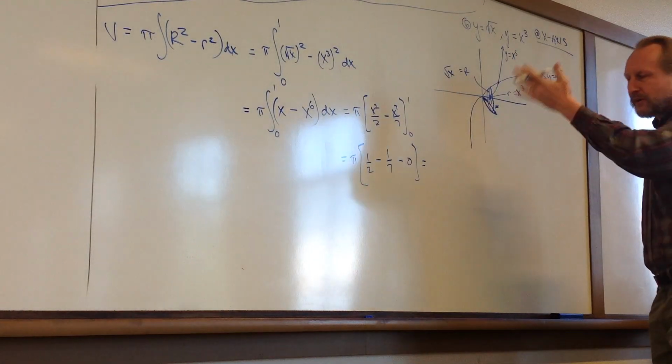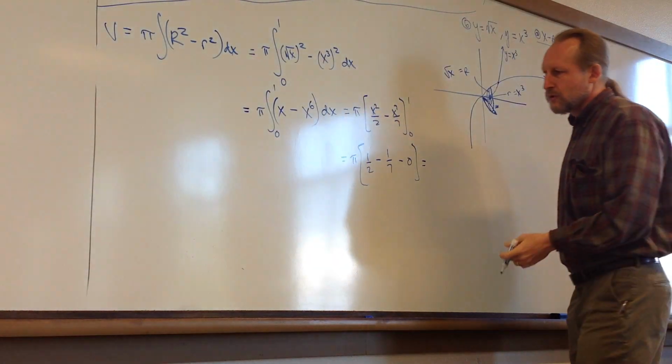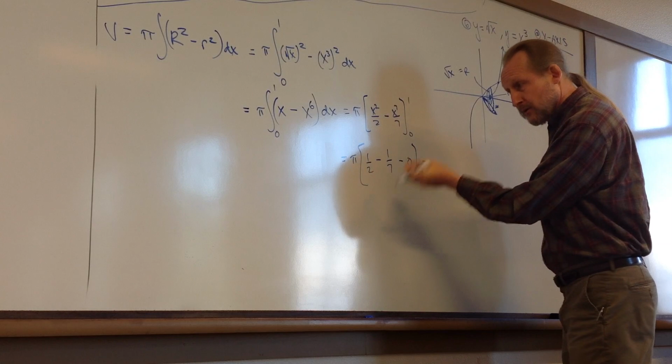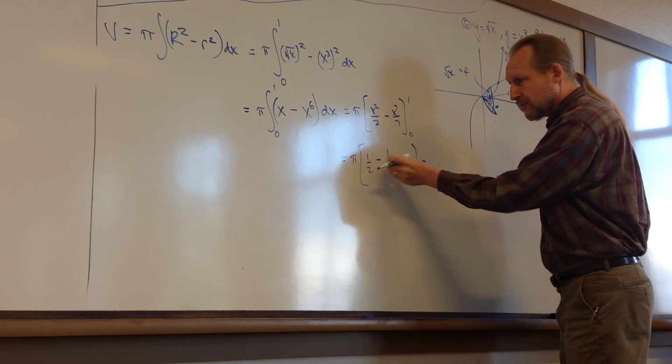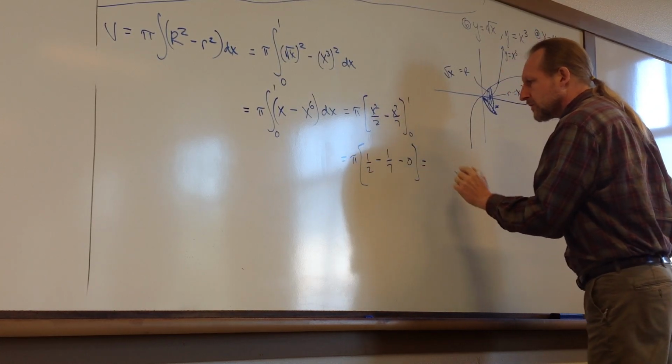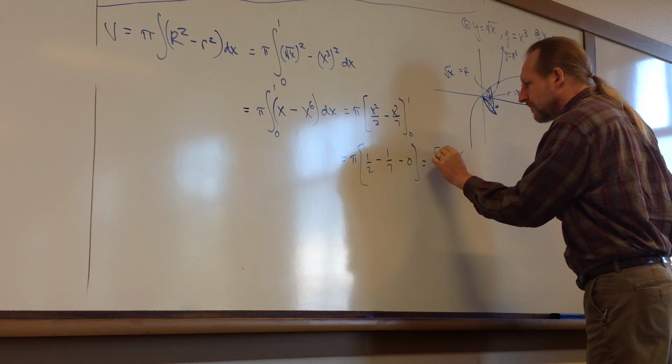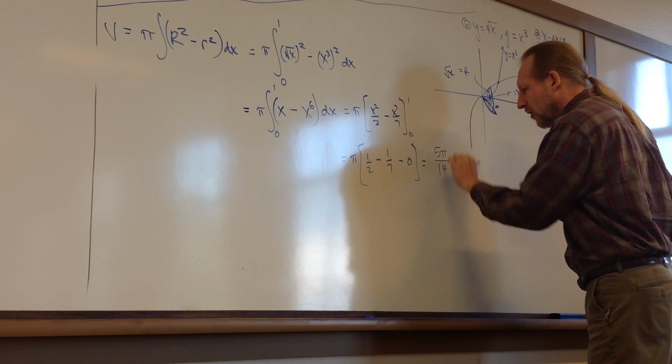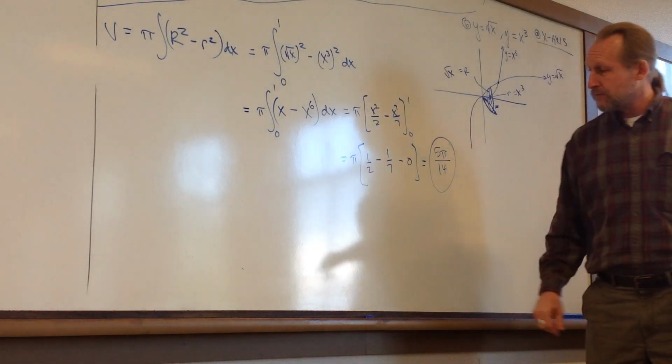And you can evaluate this on the calculator if you'd like to, but we're going to have a common denominator of 14. This will be 7/14 minus 2/14. And so that should be 5 pi over 14, or some equivalent version of that.